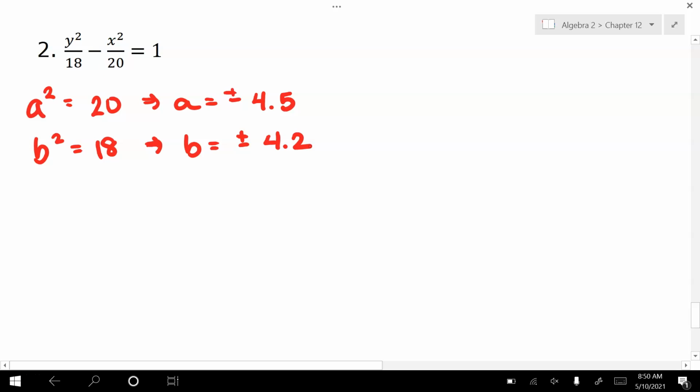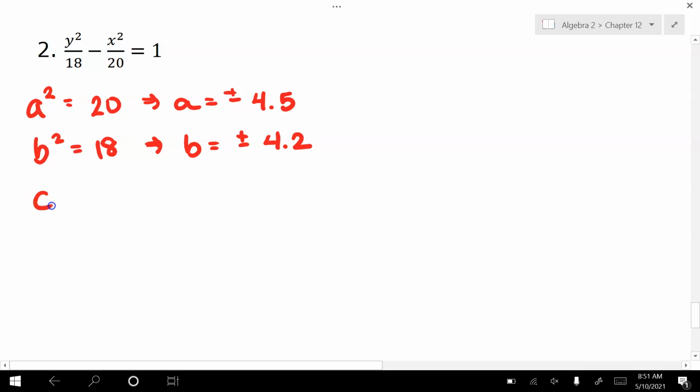Now, the larger number 20, the letter above that is the x squared. That means that I'm using the left-hand side of my chart. So this is going to be a horizontal hyperbola, which means that the branches will open up to the left and they'll open up to the right. So it'll be opposite of what the last one looked like.